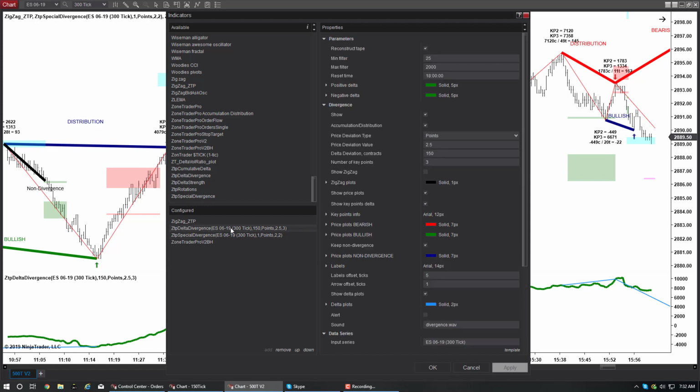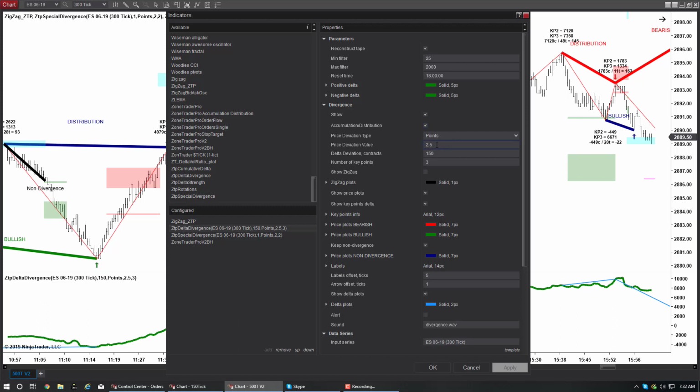Let's start with the delta divergence first. I've gone and preset many of these values for you. You definitely have to reconstruct the tape, and I have placed a minimum filter of 25. I set a reset time of 1800, which is the break in the contract time. We need to have divergence show enabled. We need to have accumulation distribution enabled.